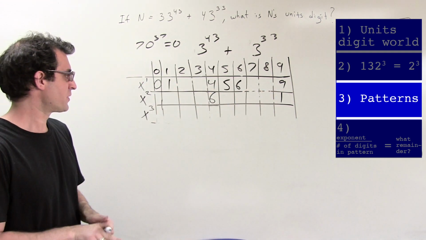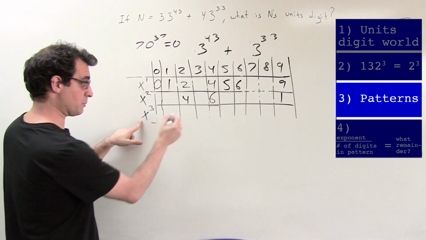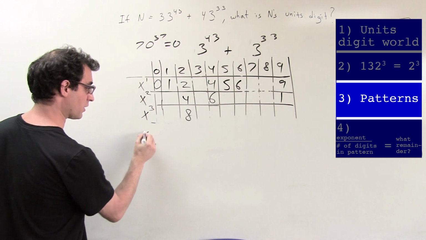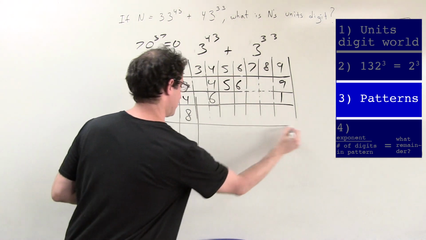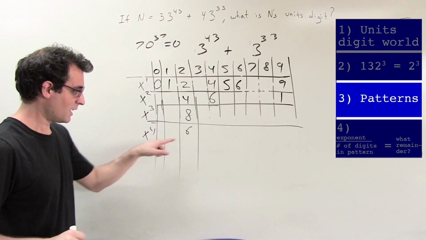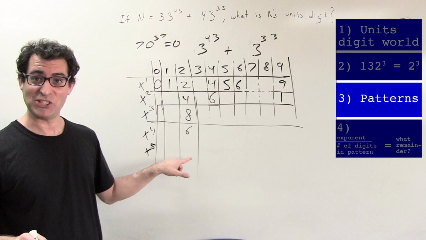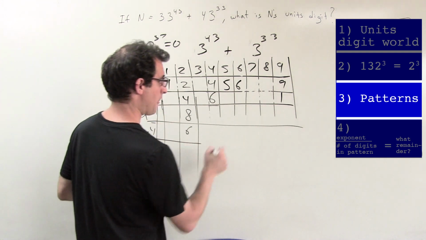So let's do 2. 2 to the 1 is 2. 2 squared is 4. 2 cubed is 8. And 2 to the 4th is 6. Now, 2 to the 5th, in case you think I'm joking, what's 6 times 2? That's 2. It starts over again. So it has a 4-digit pattern.